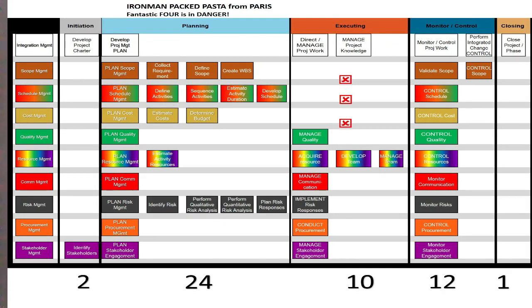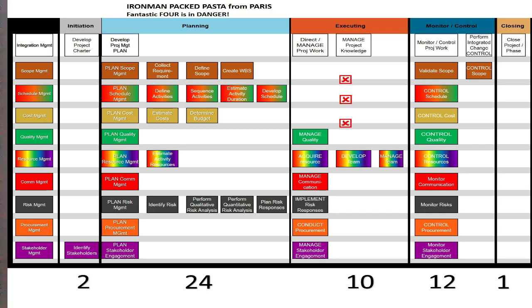Next one. Now let's talk about risk management. Iron Man packed pasta from Paris. So the keyword that you can remember is Fantastic Four is in danger. Fantastic Four, so there are 4 process areas. In danger is risk management. So let's talk about which ones those are: identify risks, perform qualitative risk analysis, perform quantitative risk analysis, and plan risk responses. These are the 4.